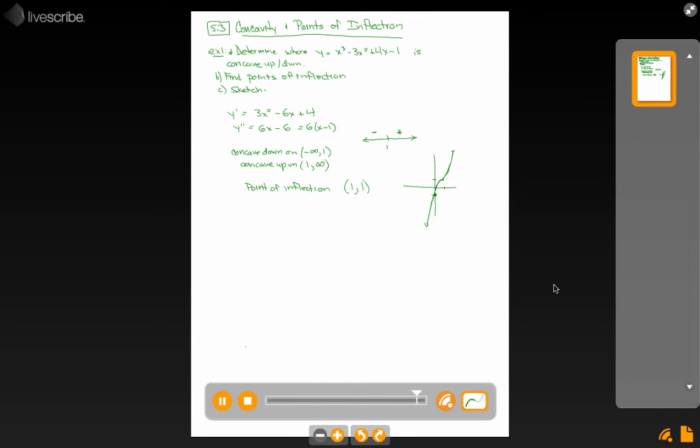And so, if you had a graphing calculator, you could confirm to yourself that that's true, but that's concavity and points of inflection being used to draw a picture.